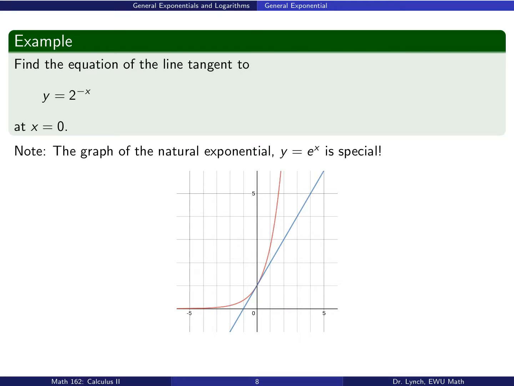One more quick comment. So the graph of the natural exponential is special. Here's that graph, and we saw in our last video that the equation of the line here is y equals x plus 1. That line with slope 1 is the only exponential function that has slope 1 at 0. And we talked about this a little bit last time. That's what's special about the natural exponential function.